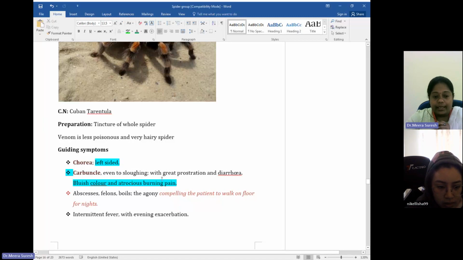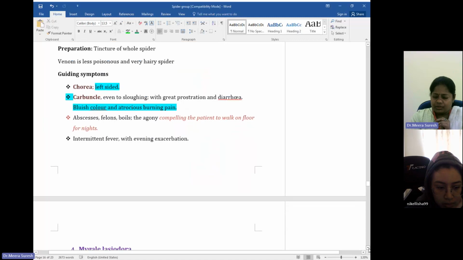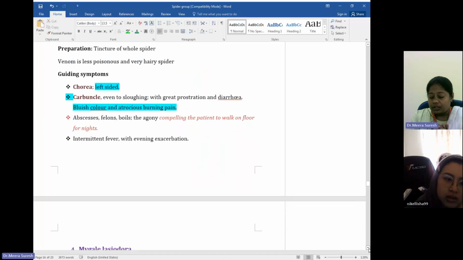So we have the bluish color and atrocious burning pain. In case of this carbuncle, we do have this spider remedy, Lachesis. And another important remedy, two important remedies will be Arsenicum album and Anthracinum. So Anthracinum is actually the anthrax poison itself, which is a nosode.